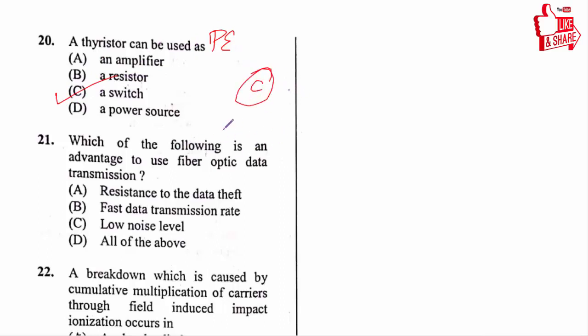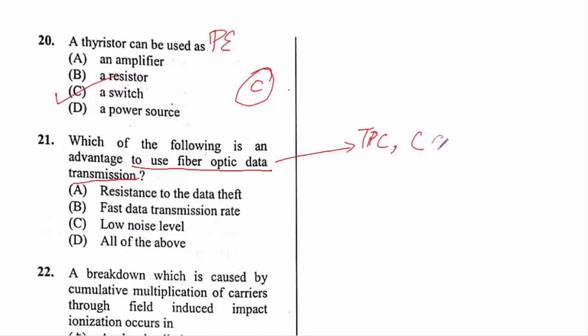21st question: which of the following is an advantage of using optical fiber for data transmission? We know that for data transmission we can use twisted pair cable and coaxial cable. We can even use OFC, nothing but optical fiber cable, or we can go for wireless. But if you are going for optical fiber cable, resistance to data theft, yes.